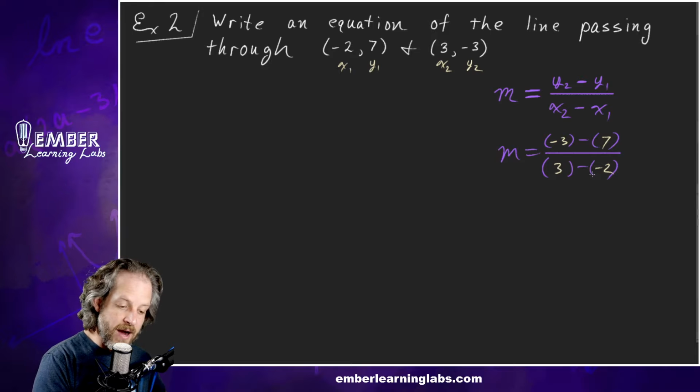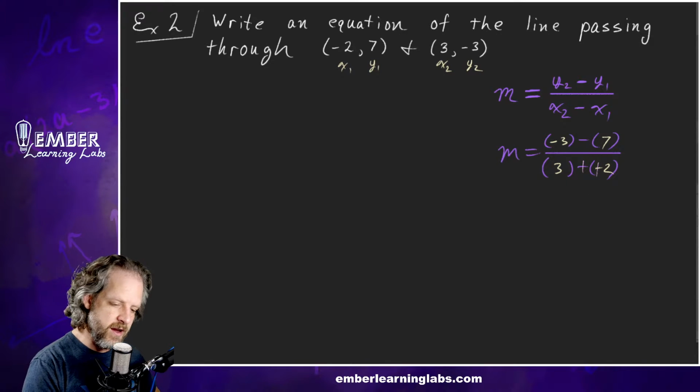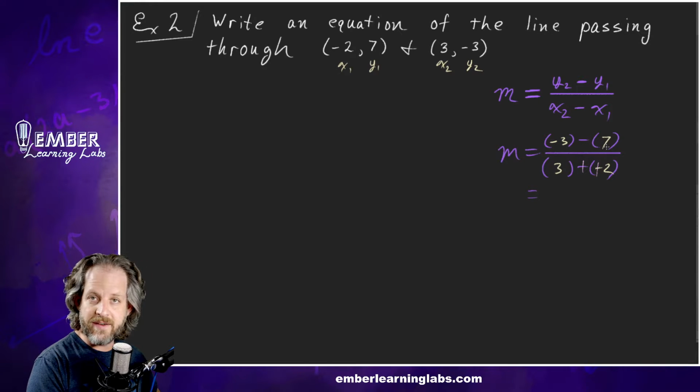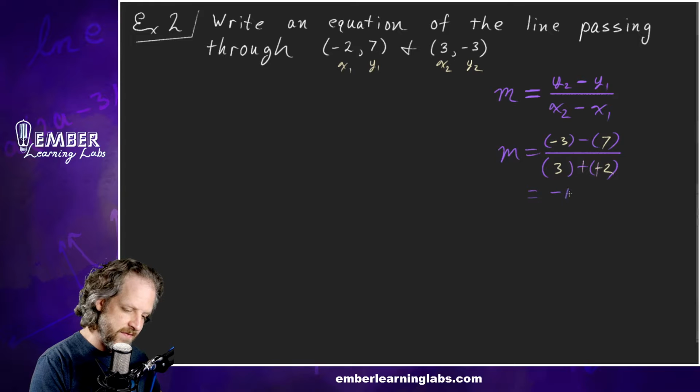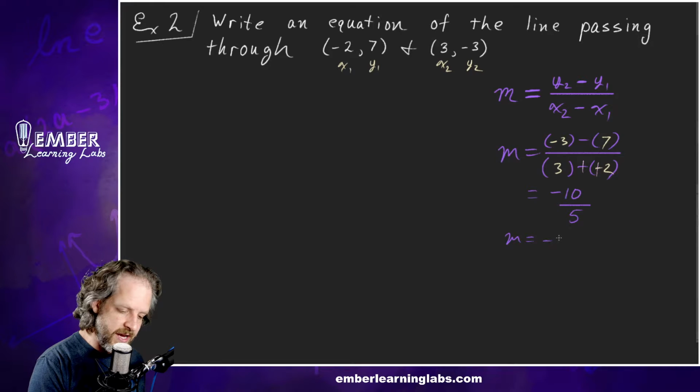So we've got minus here. The very first thing we want to do is we want to ka-chink those, right? And turn that into plus. Now, we've got -3 minus 7. The signs are the same, so we add and keep the sign. So it's -10 over 3 plus 2 is 5. That reduces, and we find that m equals -2, right?